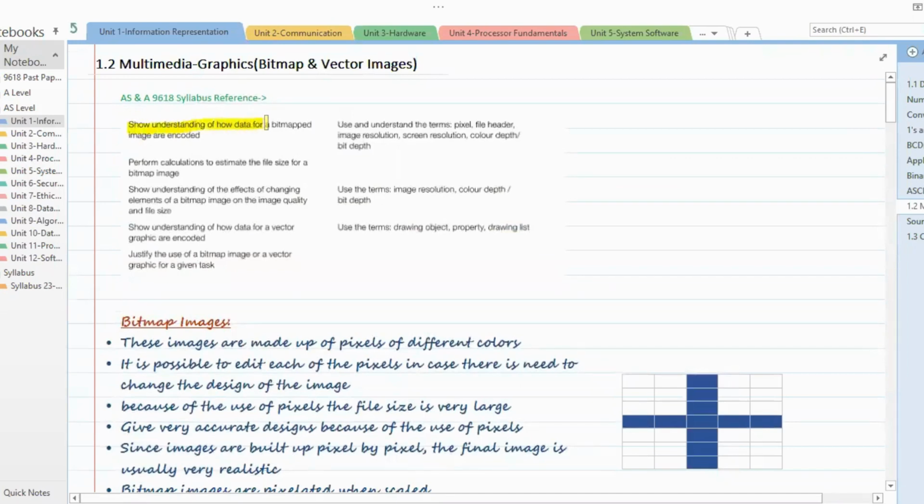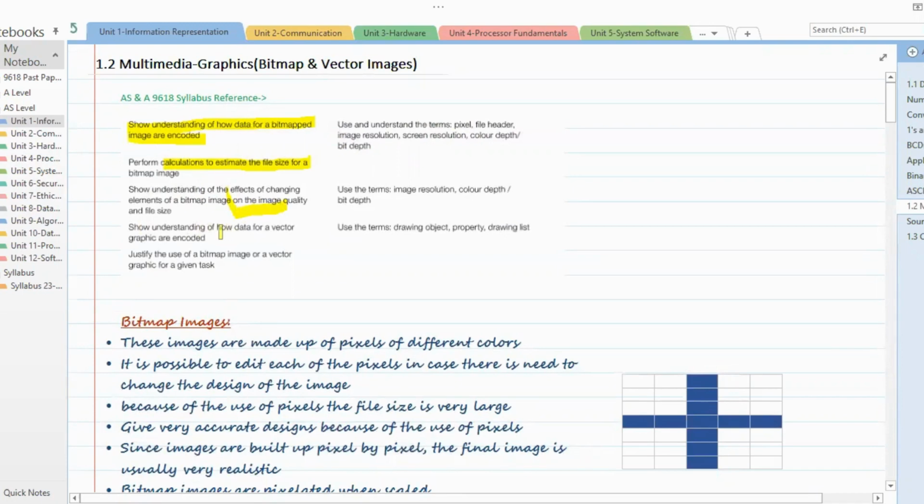Show understanding of how data for a bitmapped image is encoded. So you should be aware how bitmapped images are represented in the computer, and there is some important terminology like pixel, file header, image resolution, screen resolution, color depth, or bit depth. Then you should be able to calculate file size, right? Then effect of changing elements of bitmap image, right?